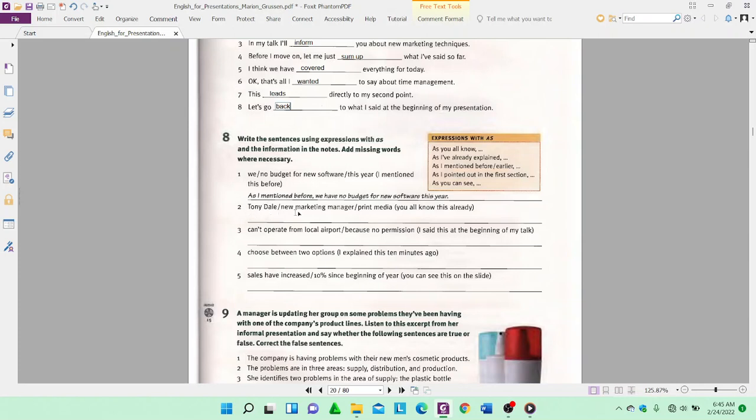Tony Dale, ya, new marketing manager, Prince Media. Okay. You all know this already. Gimana nih caranya nih? Tinggal tambah S aja ya. As you all know this already. Okay, kita buat ya. As you all know this already. Okay ya. Koma. Tony Dale.